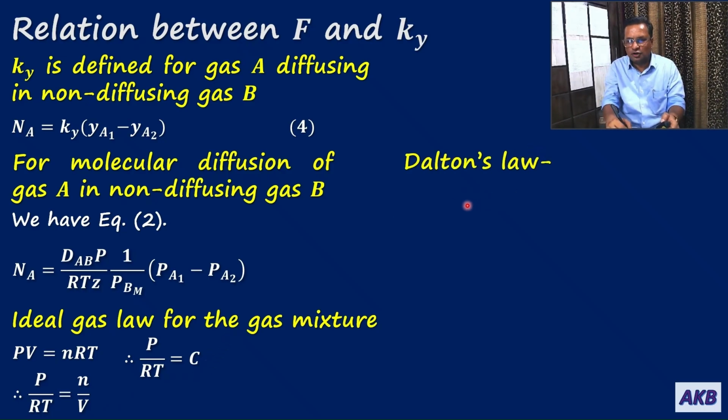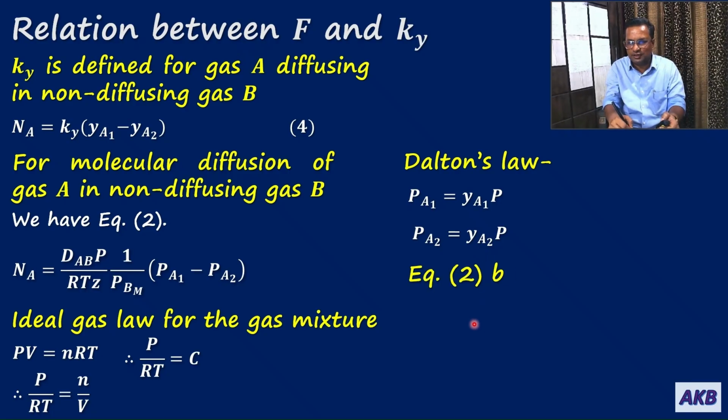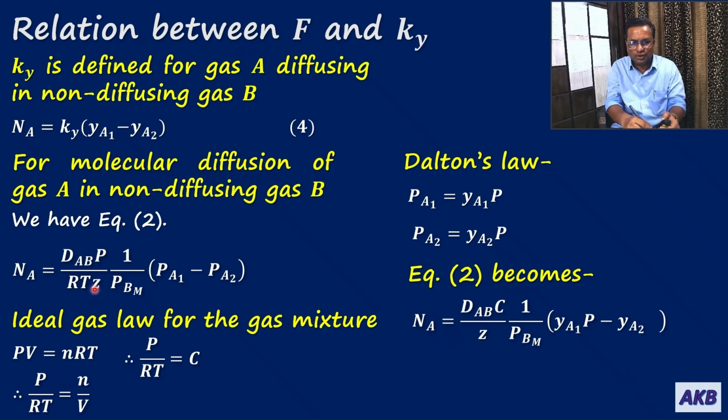And then from Dalton's law of partial pressures, partial pressure of A at 1, that is PA1, is mole fraction of A at 1, Ya1, into total pressure. Similarly, PA2 is equal to Ya2 into P. So we will be replacing PA1 and PA2 with Ya1 into P and Ya2 into P respectively. So in equation 2, with this, it will be Na is equal to DABC upon Z, P upon RT is replaced with C into 1 upon PBM, and PA1 minus PA2 is replaced with Ya1 into P minus Ya2 into P.